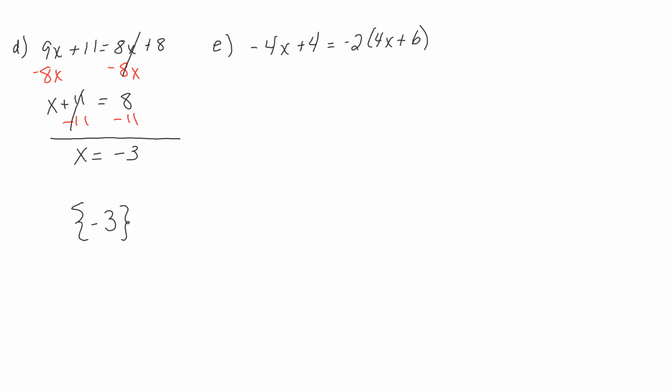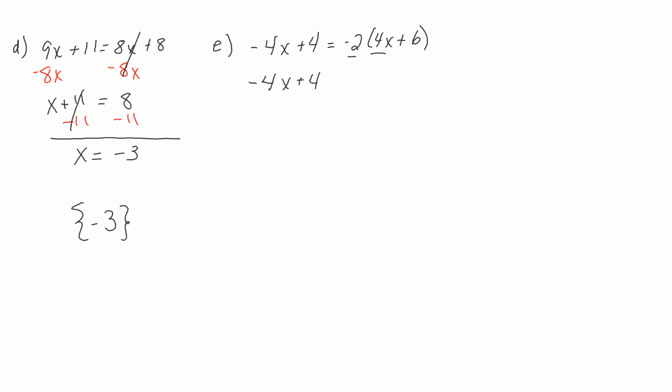So negative 2 times 4x, I'm going to get 8x, and then negative 2 times 6, I'm going to get negative 12. But the first thing I like to do is go ahead and rewrite what's already there. So even though we're not doing anything with negative 4x plus 4, I'm going to rewrite it.